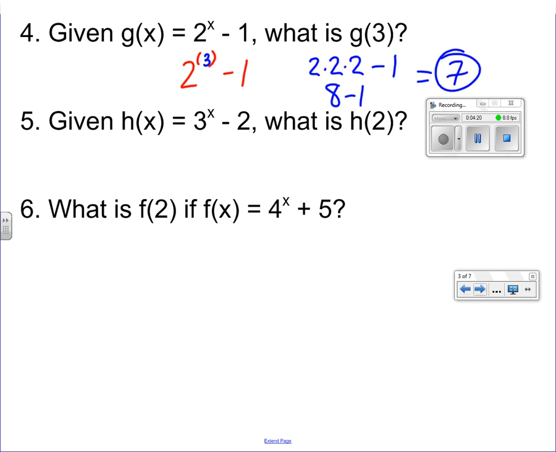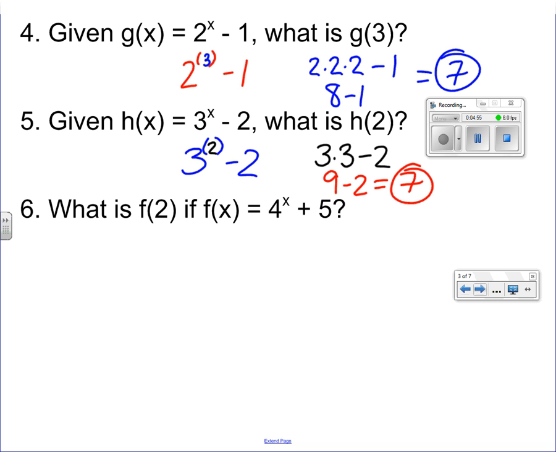Okay, number 5. Given h of x equals 3 to the x minus 2, what is h of 2? So let's build our frame. 3 to the parentheses minus 2. We're going to plug in 2. All right, 3 to the 2nd power. That means I write it twice. 3 times 3 minus 2. All right, 3 times 3 is 9. Minus 2 equals 7.